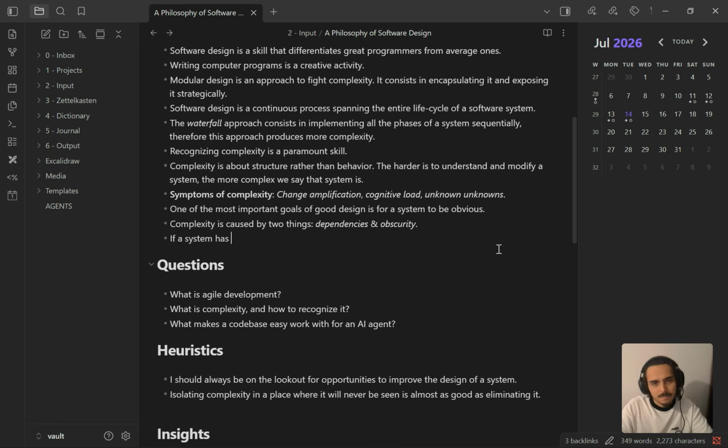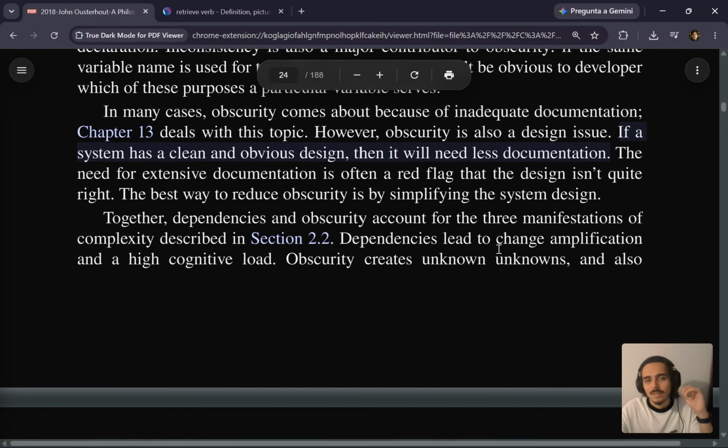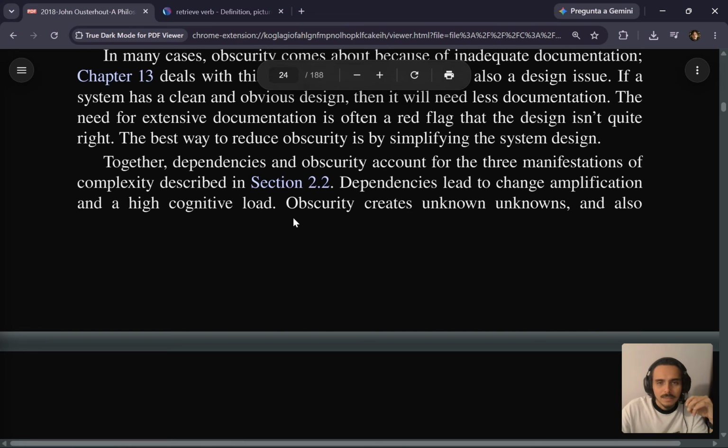So let's replace this red flag: a system needing a lot of documentation. But yeah, how much is a lot? It's subjective, but we will later try to define this more precisely. But let's continue for now. The need for extensive documentation is often a red flag. Okay, the best way to reduce obscurity is by simplifying the system design. Together, dependencies and obscurity account for the three manifestations of complexity.